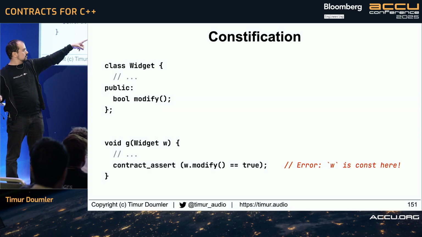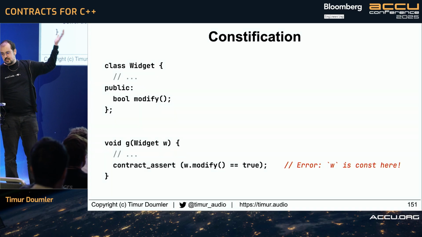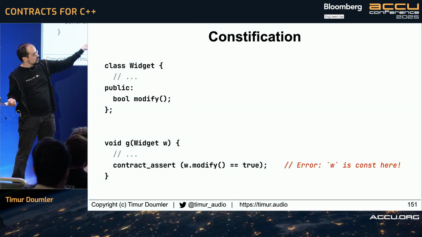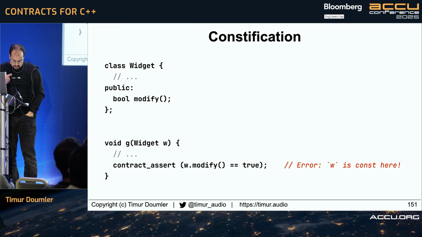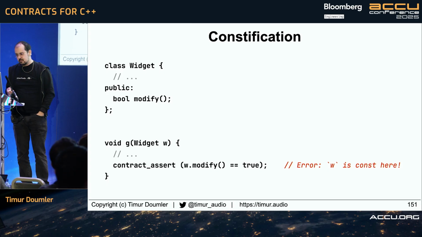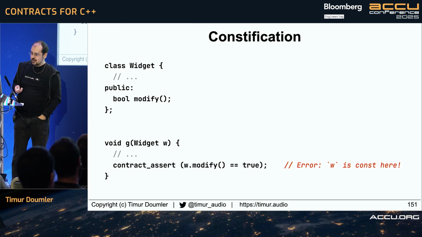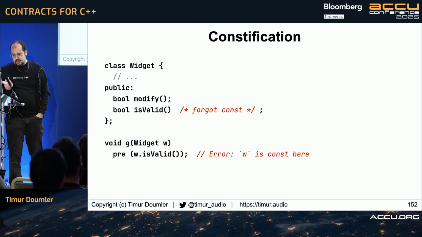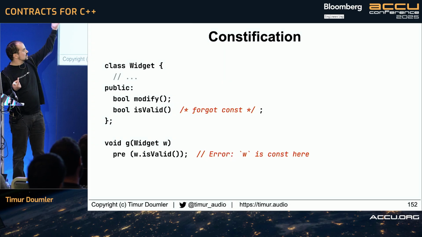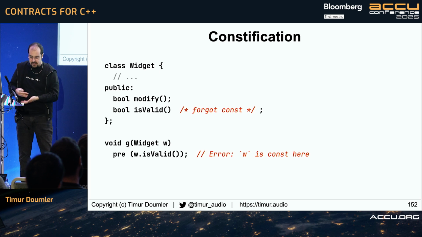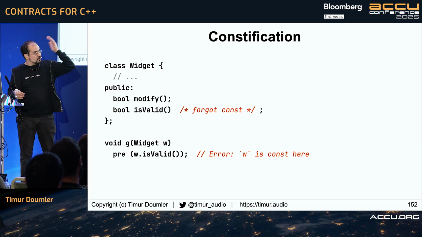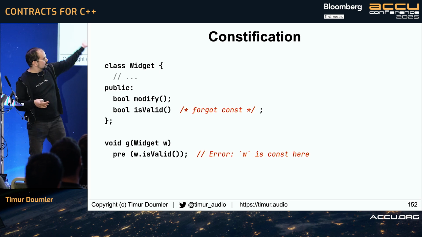It's going to say, well, .modify is not a const member function. You can't call that here. You can't modify the widget here, right? And inside the assertion. It has an unfortunate side effect: if you're in an unfortunate situation where your API is not const correct, and you have something like widget is valid, which is a member function that genuinely doesn't change anything and is actually fine to check in an assertion, but you forgot to add const, you also get an error here.